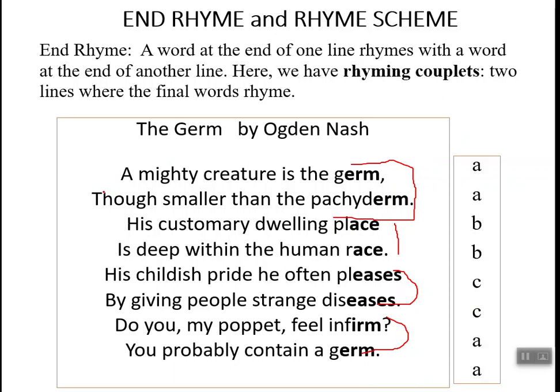Two lines coming together. Oh, there we go. A, A, B, B, C, C, and then A and A again. So it sort of completes the circle of life in a way. Infirm and germ, germ repeating the beginning and the end, which is interesting to me.